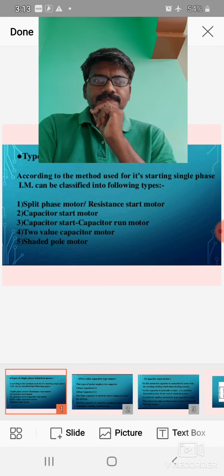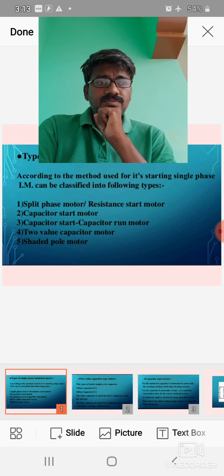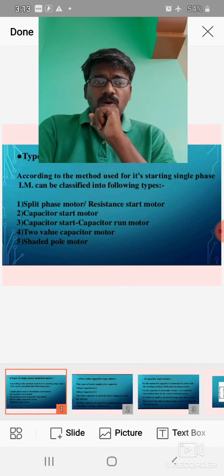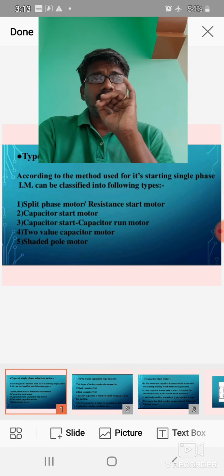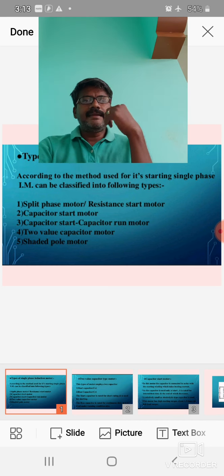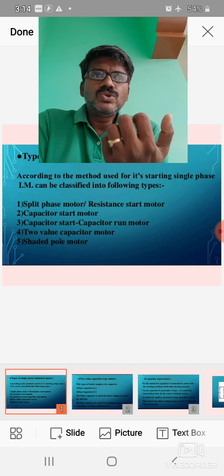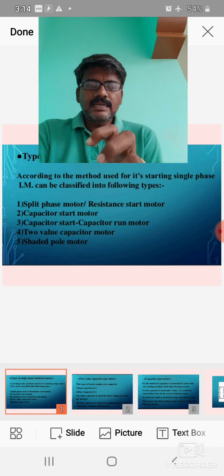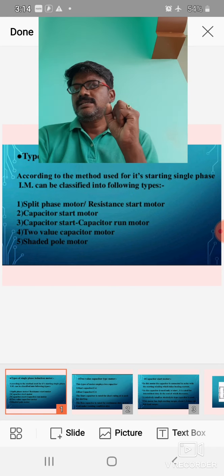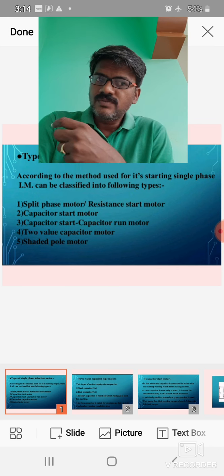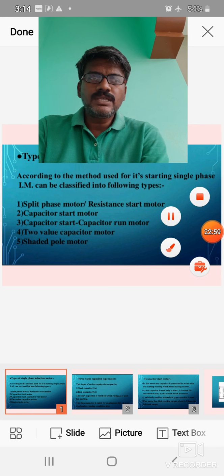To avoid this problem, we go for the capacitor start and capacitor run motor. At starting and running, we use the capacitor. That means the capacitor is continuously connected in series with the starting winding. That's why it is also known as a two-phase motor.